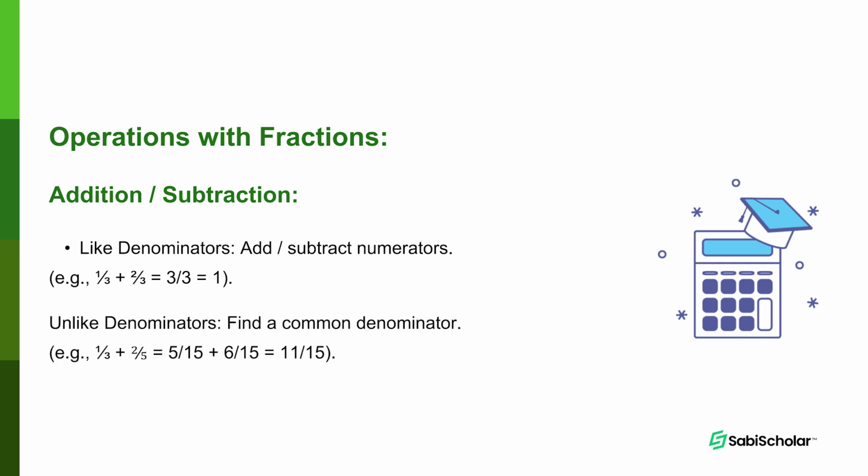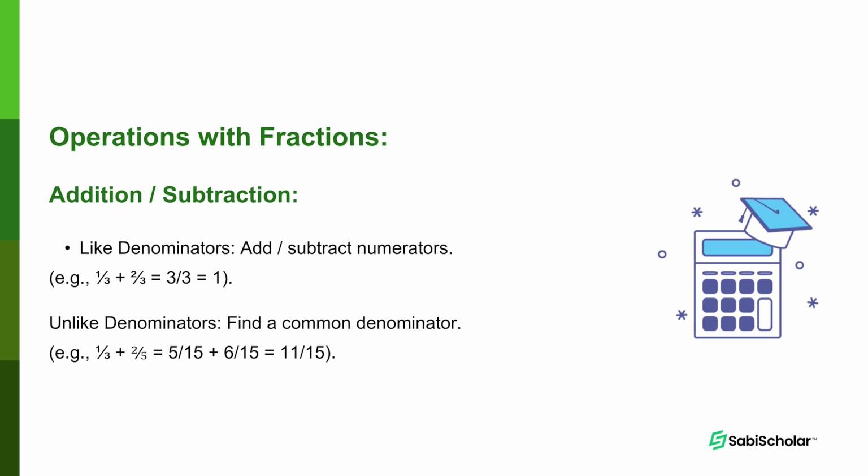Now for unlike fractions, which are fractions that have different denominators, for you to add or subtract them, you need to first find a common denominator. For example, if you want to add 1 over 3 plus 2 over 5, they are unlike fractions because they have different denominators. So you need to first find a common denominator. There are different ways of finding a common denominator, but the easiest way is to multiply each fraction by the denominator of the other fraction.